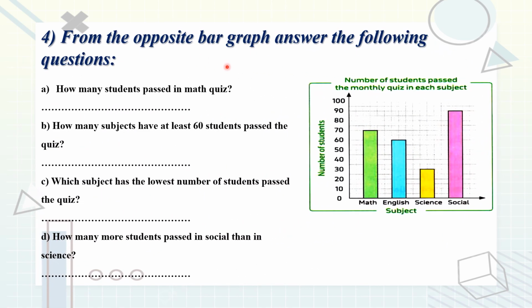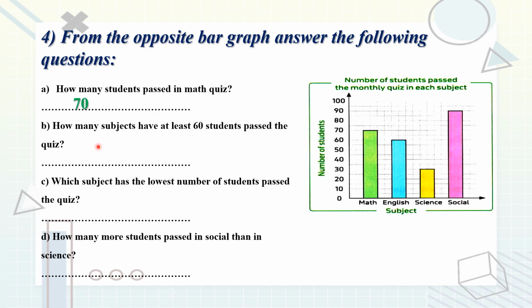Okay, from the opposite bar graph, answer the following questions. We have a bar graph here about the number of students who passed the monthly quiz in each subject. We have here the horizontal line for the subjects and the vertical line for the number of students from 0 to 100. First question, letter A, how many students passed in the math quiz? The bar of math reached number 7, so 70 students passed in the math quiz.